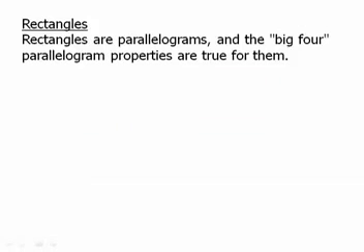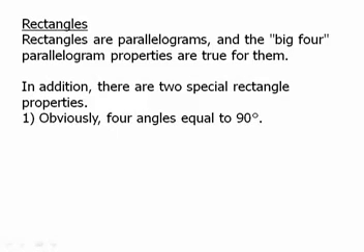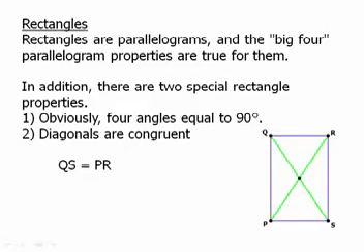Rectangles are parallelograms, and the big 4 parallelogram properties are true for them. In addition, there are 2 special rectangle properties. Obviously, all 4 angles are equal to each other, and the diagonals are congruent. So QS equals PR. And again, this diagonal property can be separated out from the others.